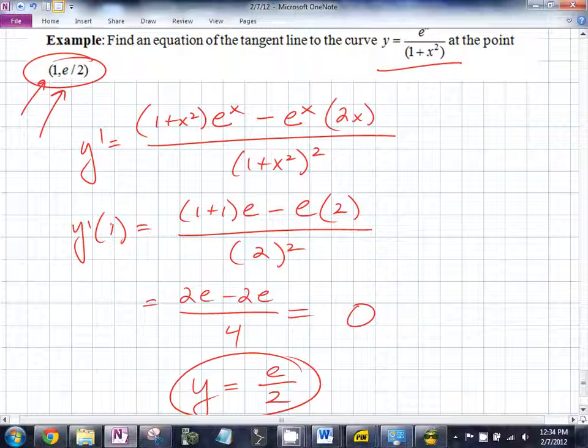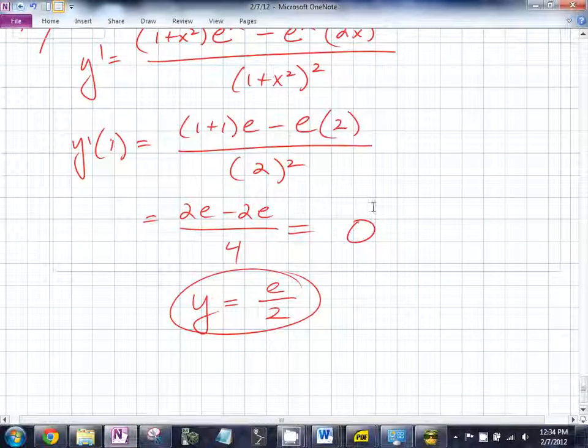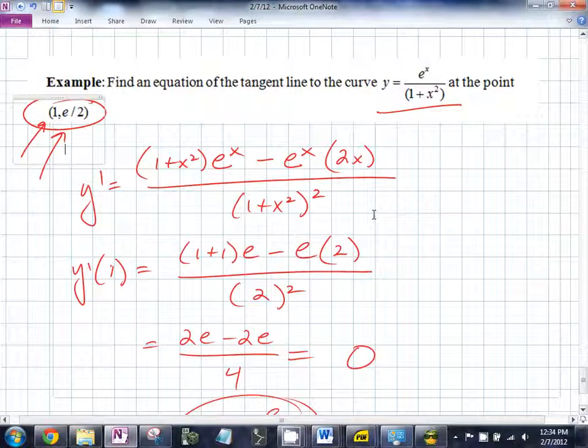If you said y equals 1, is that correct? No, it's not. If you said x equals 1, is that correct? No. That would be a vertical line. You want a horizontal line through that point. What is the output value at that point? It is e over 2. Absolutely. What was the thing that made this question possible? The quotient rule. If you have the quotient rule, you can find the slope really, really easily.